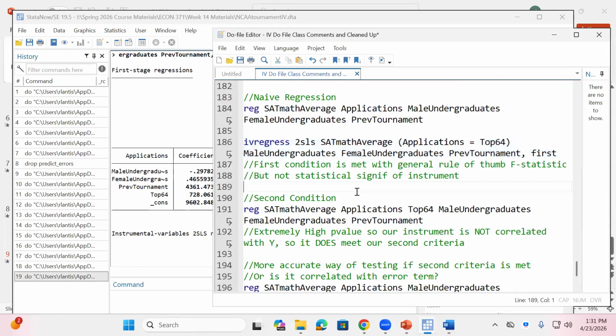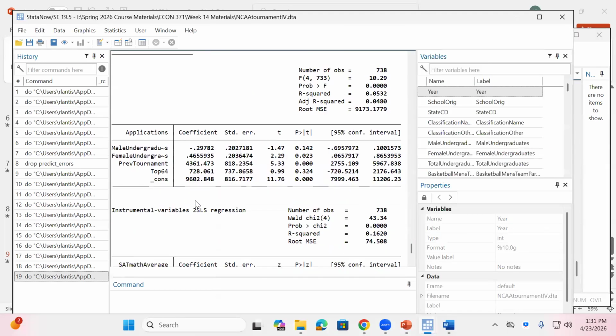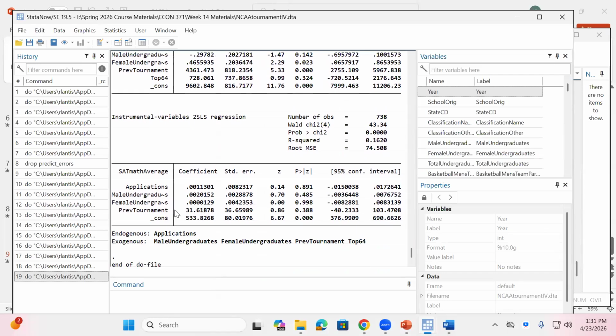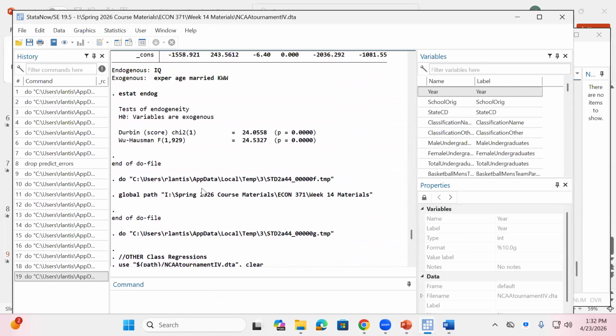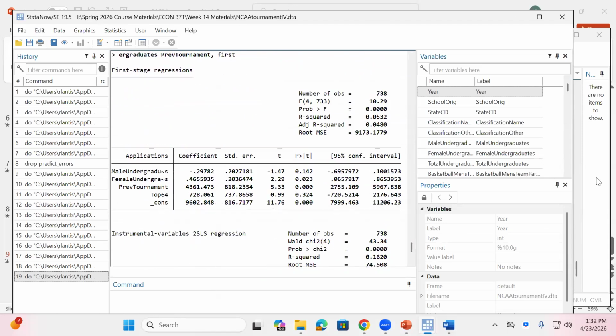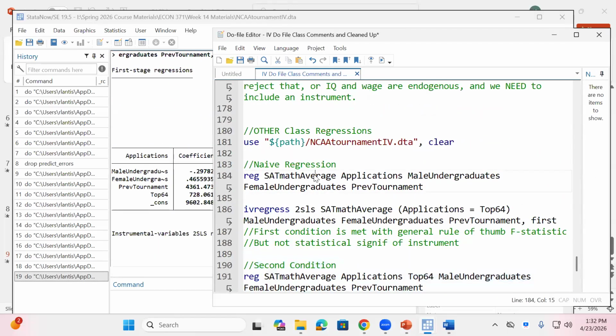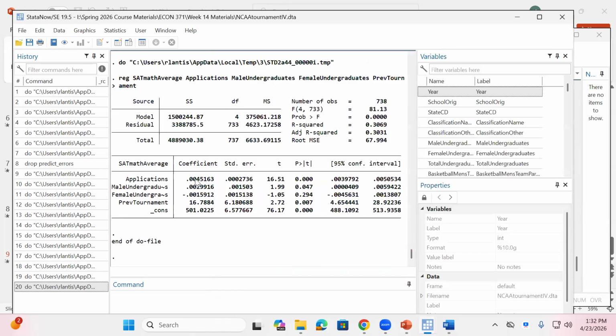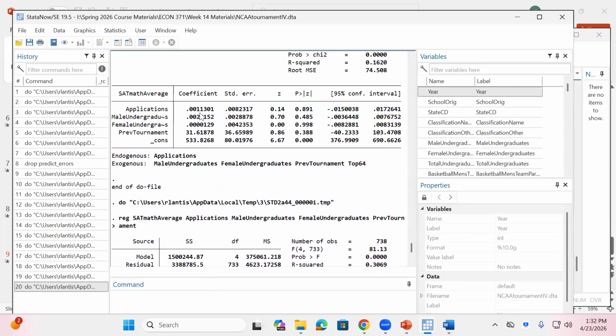So I then think about, okay, where are my second stage results? I get an estimate on my predicted applications, it's 0.0011 compared to my naive regression, which I guess I didn't even run. We could do that real quick. So here was my naive regression. Applications 0.004. Okay, so it did change my estimate. Even though this isn't a perfect instrument, it did eliminate some of that omitted variable bias.